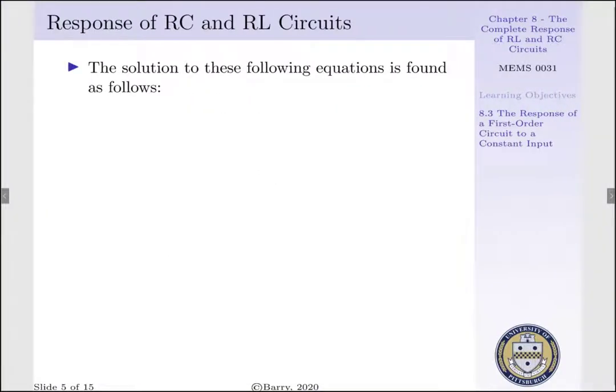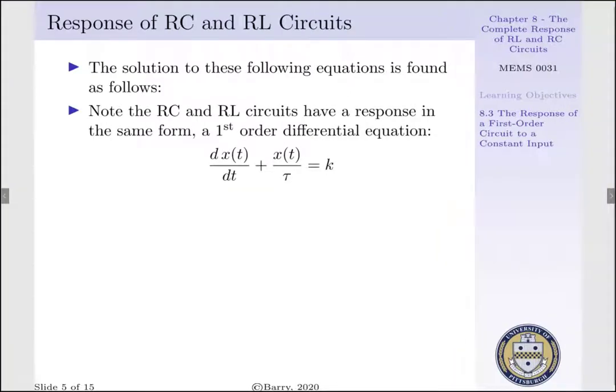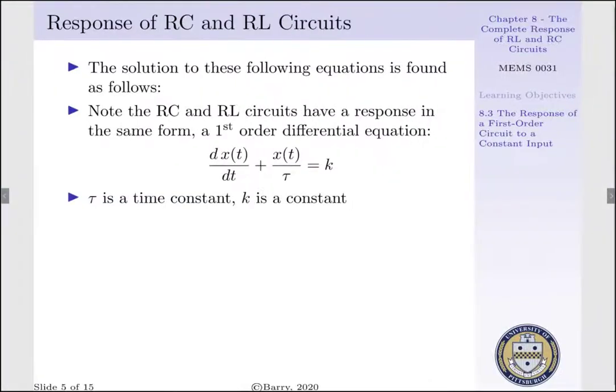Now what we recognize is the solution to these equations is one and the same, because both our RC and RL circuits have a response in the form of a first order differential equation. That is, dx of t dt plus x of t per tau is equal to k. Our RC and RL circuits both take this form. Thus, if we can solve this particular differential equation, we have a response for both circuits. To do so, we introduce tau as a time constant, and k is just going to be a constant.